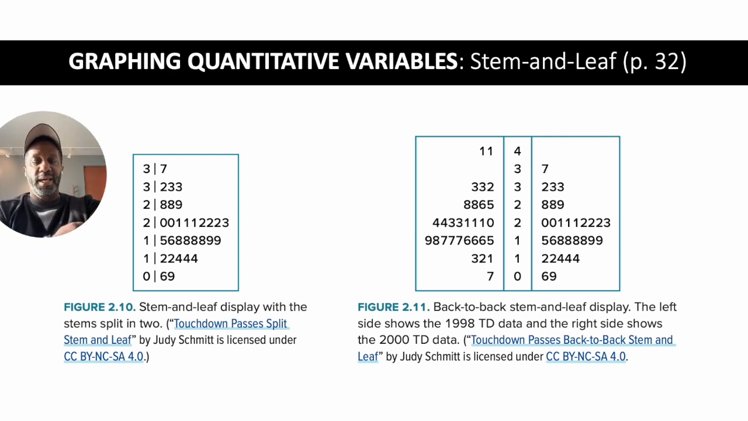So if you take a look here, we have the exact same data from before, from figure 2.8 or 2.9 that we just saw on the previous slide. But the difference is you can see that the stems, the numbers on the left, have been separated, or they're stacked in twos. And what that means is this first zero obviously means zero, but this first one is 10 to 14. So any number between 10 and 14 would go on that line.